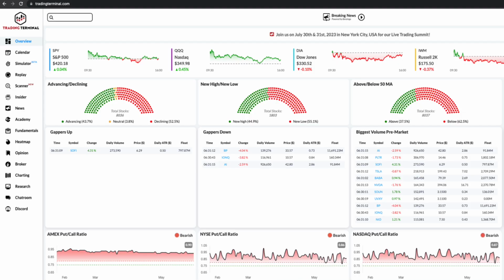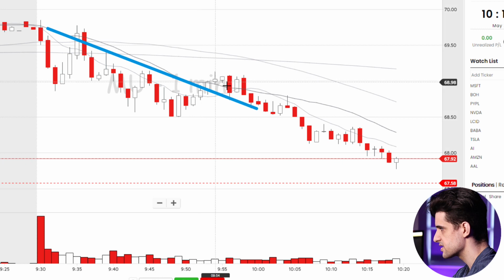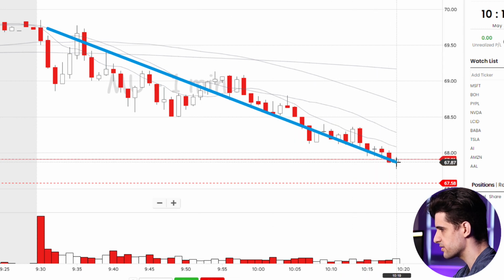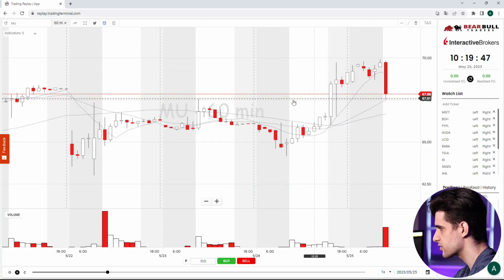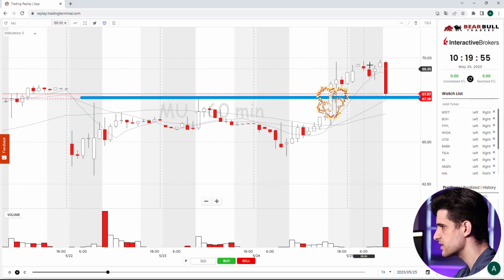Let's go to the Trading Terminal replay feature and see how these trades look like in real time. You can see around here that MU has been selling off since the open all the way till 10:20. Looking at the 60-minute chart, you can see that we're approaching a key level. This is a level that was acting as resistance multiple times before. There was a range, we finally broke this range, and now we are pulling back into this previous resistance that could act right now as a support.